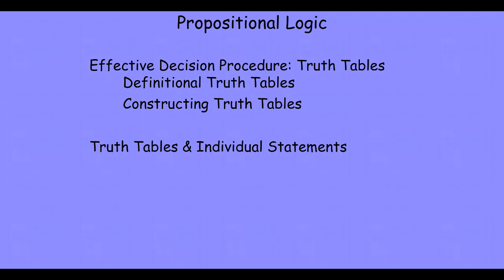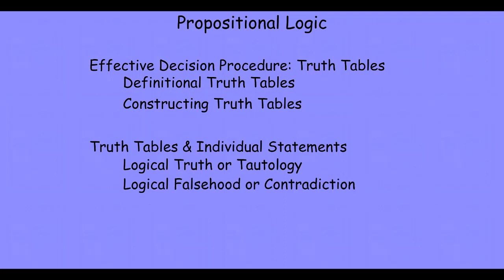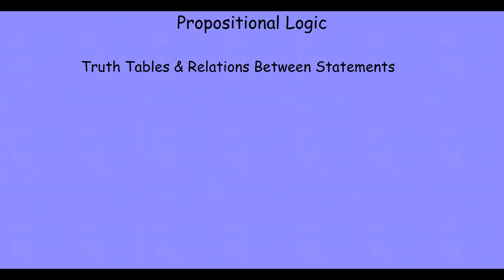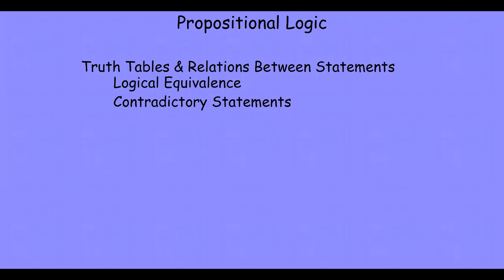We can use truth tables to determine what kind of individual logical statement we have. Is it a logical truth, a logical falsehood, or is it a contingent statement? We can also use our truth tables to determine whether or not two statements have a number of important different kinds of relationships between them. So we can decide whether or not two statements are logically equivalent to each other, whether they are contradictory statements, or whether they are either consistent statements or inconsistent statements. And we'll talk about what each of those terms means as well.